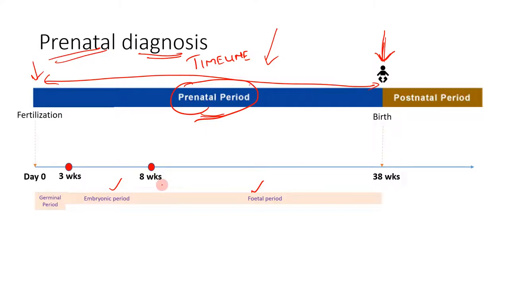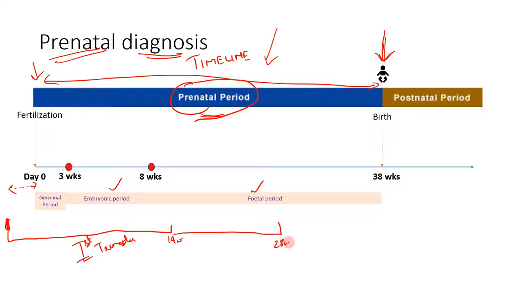What I want you to understand here is the maternal or obstetric terminology. This time point is the last menstrual period, which is around 2 weeks before day zero. From that point till 14 weeks, we call this the first trimester. I mentioned this in the first class, but it was a couple of months back, so you may forget it. From 14 weeks to 28 weeks, it is the second trimester. This is not drawn to scale.